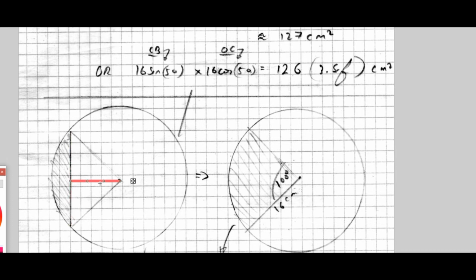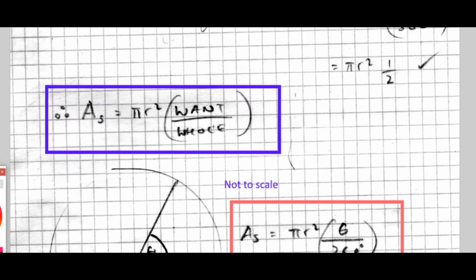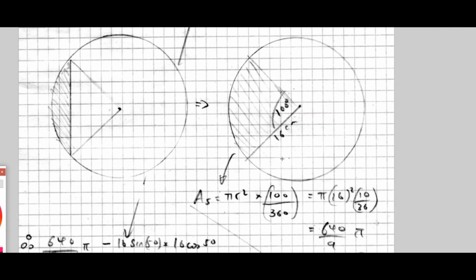Now, to calculate the area that's shaded in there, what might be useful is to calculate the sector area, which we've gone over before. We utilize this here. And so what we're going to do is we're going to say, okay, right, let's say that we take pi r squared. This time it was 100 degrees divided by 360. We simplify this down, it comes to about 640 over 9 pi.